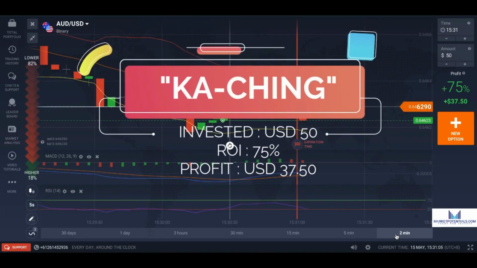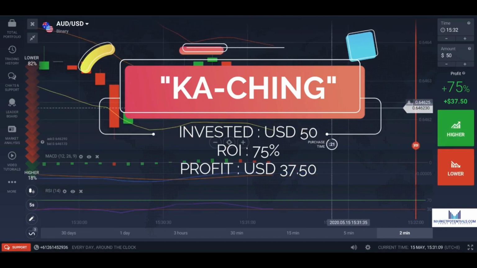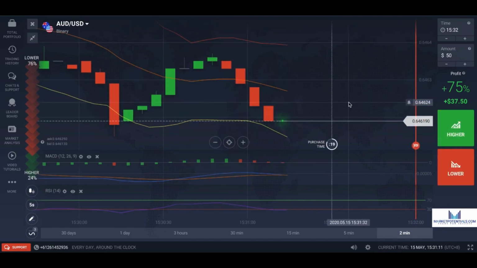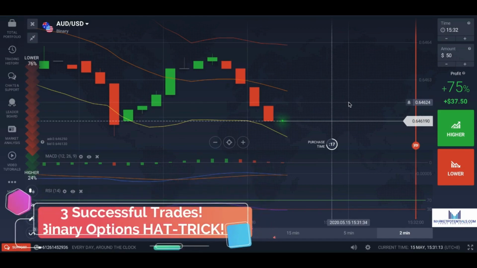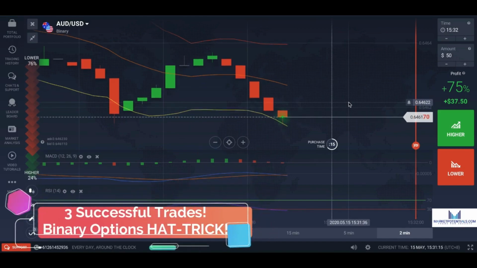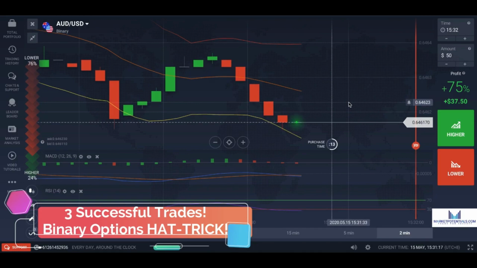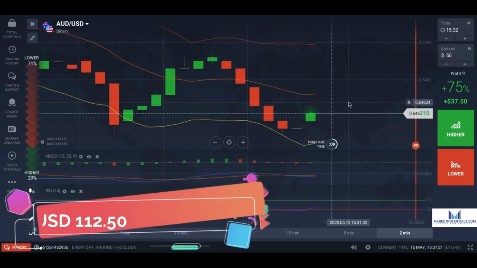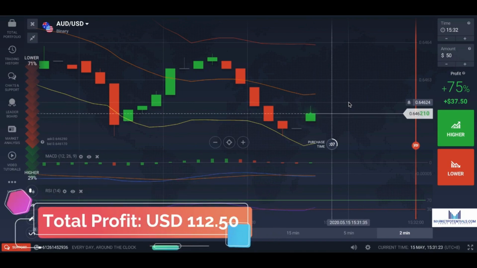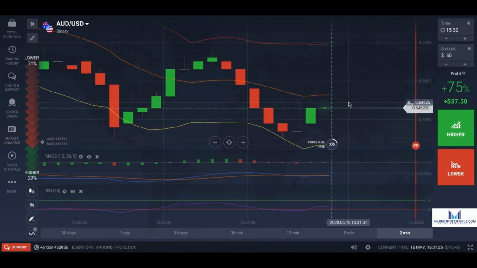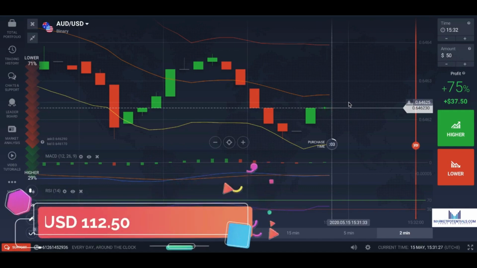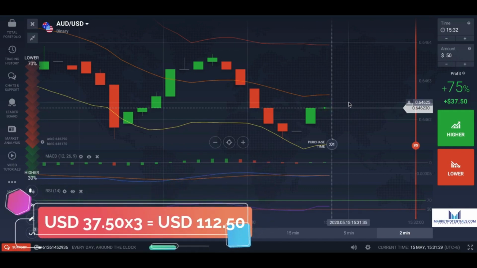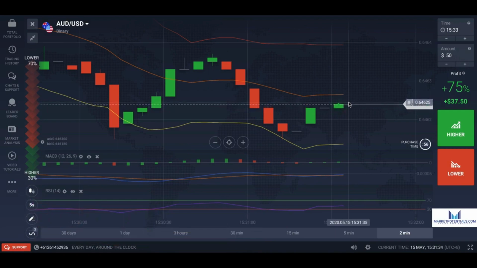As I promised you at the beginning of the video, I told you that we're going to be making 3 trades of $50 each. And I did that today, and I just showed you exactly how I did it. And I have earned a total, as you can see on the screen right now, $112.50. All right, so that's 37.5 times 3. I made $112.50. And how much did I put in? 50 bucks. That's it, $50.